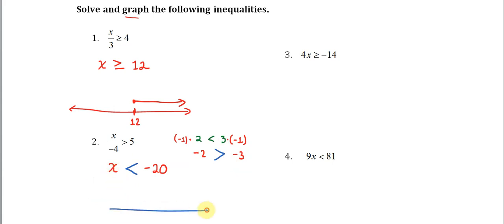And to graph that, draw out our number line, place negative 20 on the number line. And x in this case is all the numbers that are less than negative 20. And it's a strict inequality. So we have an open circle and a line going to the left side. All right, we have two further examples here. I'm going to leave it to you to solve these on your own, and then we will discuss these answers when we meet.